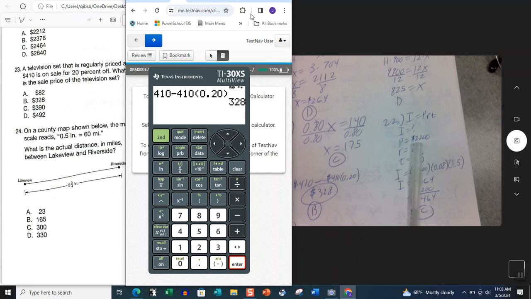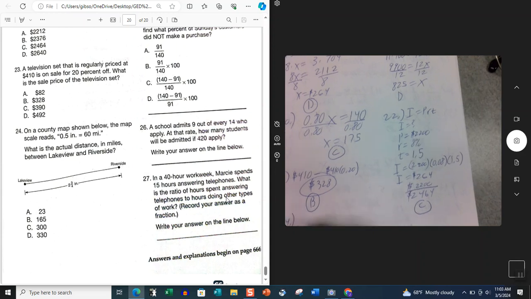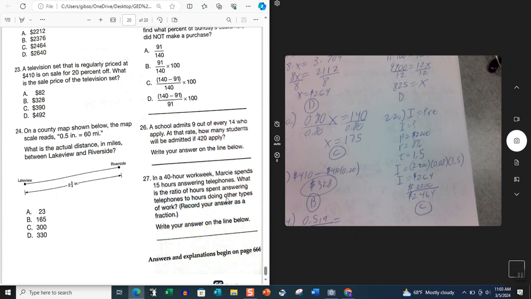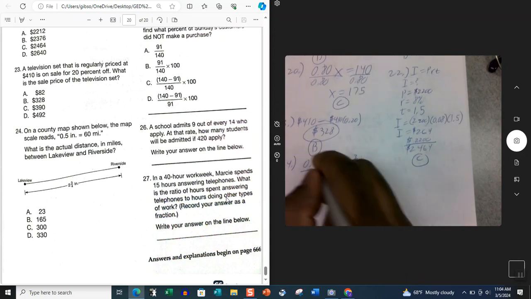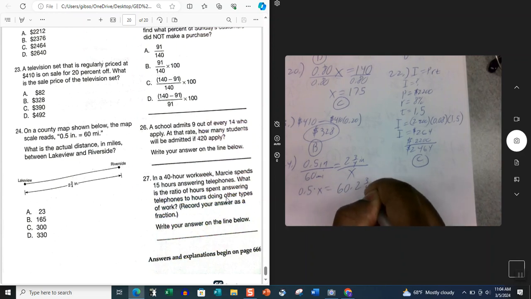Problem 24. It says on the county map shown below, the map scale reads 0.5 inches is equal to 60 miles. What is the actual distance in miles between Lakeview and Riverside? So we have 2 3/4 inches from Lakeview to Riverside. So basically we have 0.5 inches is the same as 60 miles. So now we have 2 3/4 inches, and now we want to find out how many miles they are. So we'll take 0.5 times x is equal to 60 times 2 3/4.